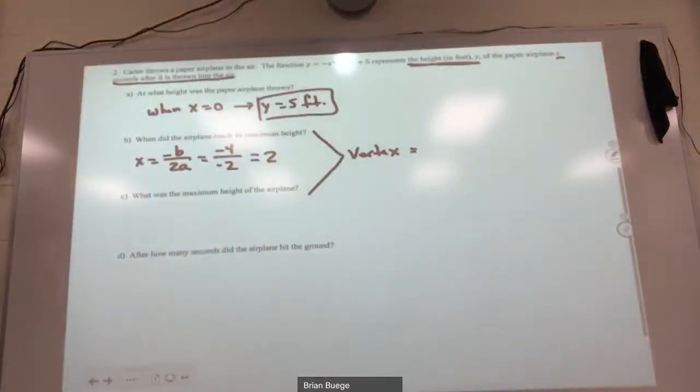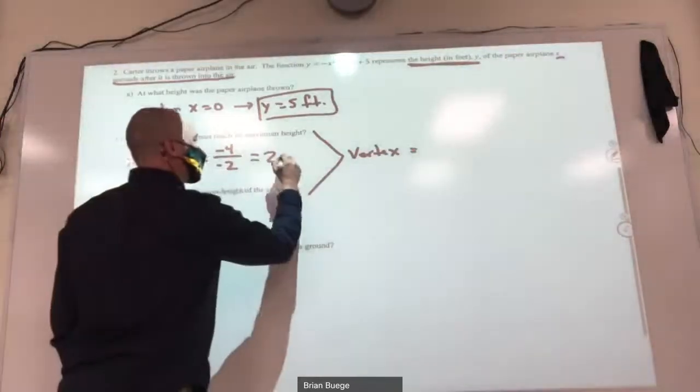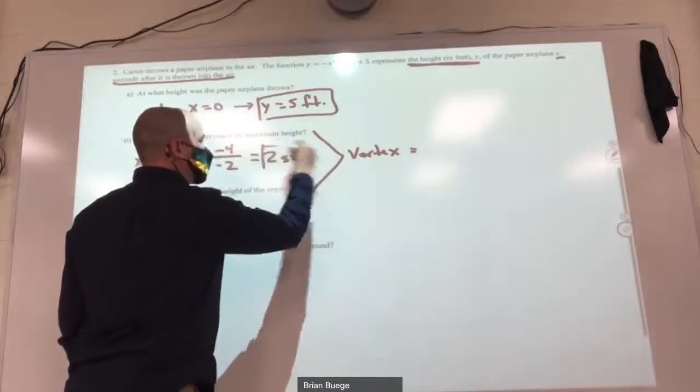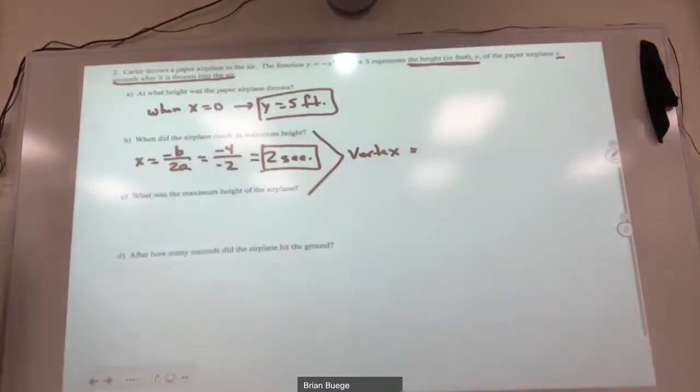2 seconds. That's your x coordinate. So 2 seconds after it leaves his hand, it is at the maximum height. Okay, 2 seconds. There's your first part right there. When did it reach its maximum height? 2 seconds.